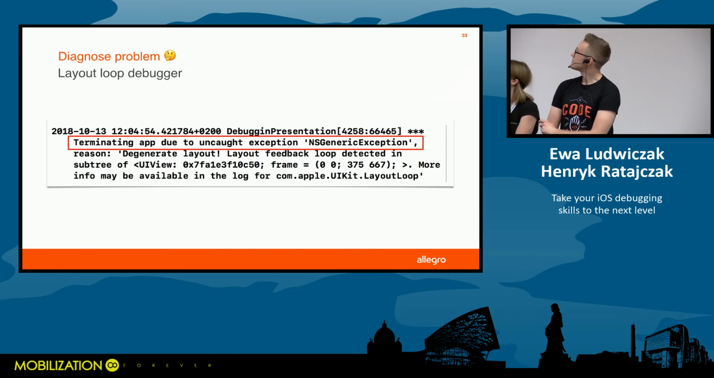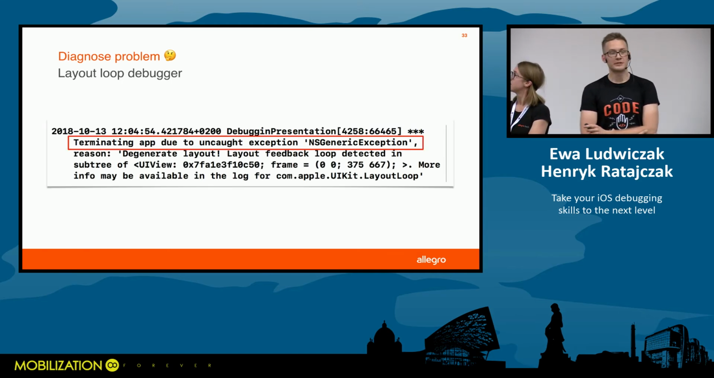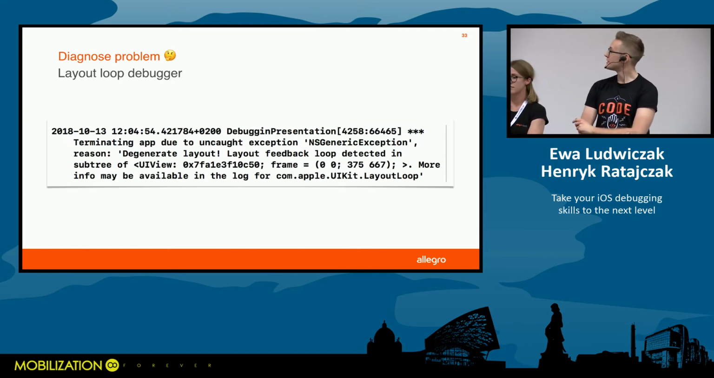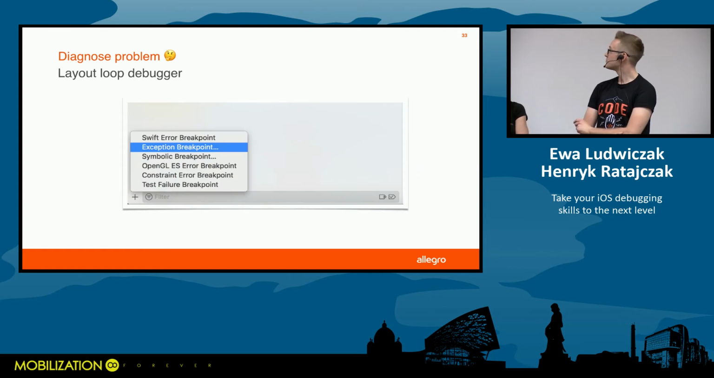Finally, the app will crash with a generic exception. As you probably know, at any time you can in Xcode set up an exception breakpoint, which will help you to capture this exception exactly in the place in the code where the layout loop begins.